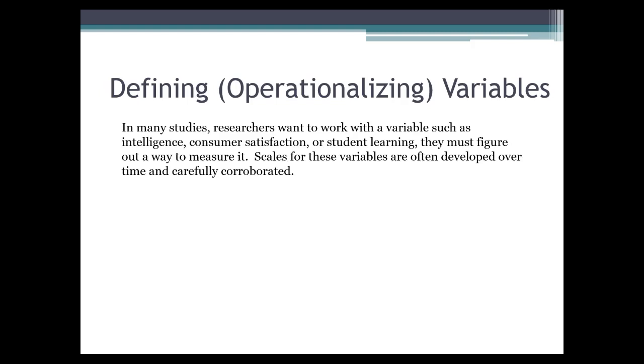Next thing, operationalizing variables. A lot of times, especially in the social sciences, researchers want to look at something that's not obvious in the way you measure it. If you're looking at distance or time, it's obvious how to measure them. But if you're looking at a variable like intelligence, consumer satisfaction, or student learning, you have to figure out how to measure it. And usually there are scales for those variables that are developed over time.